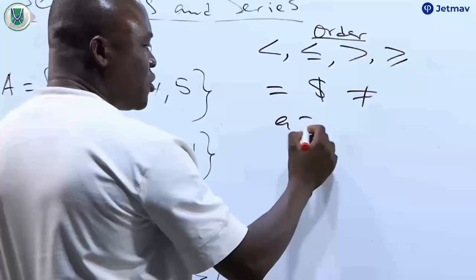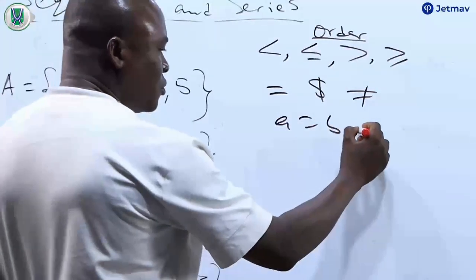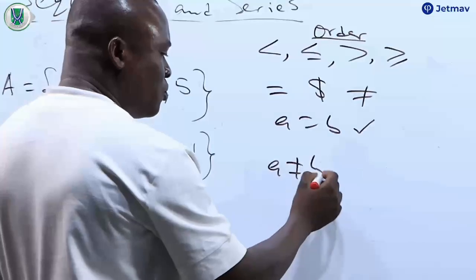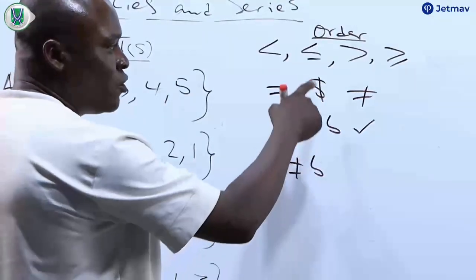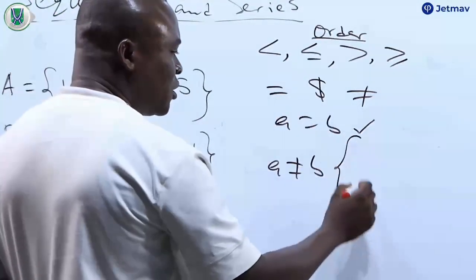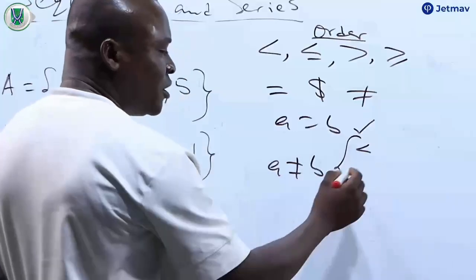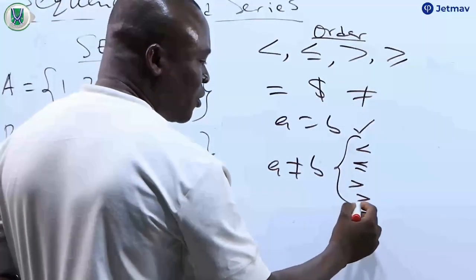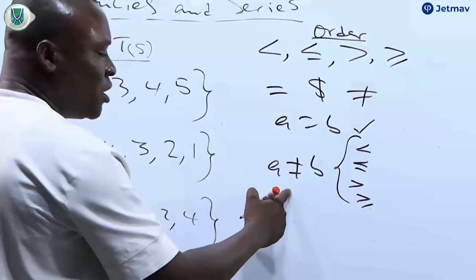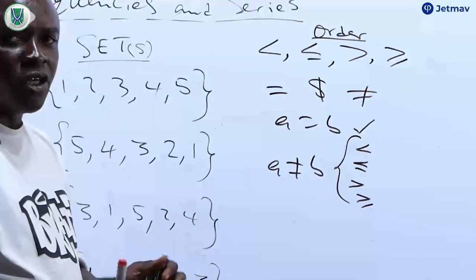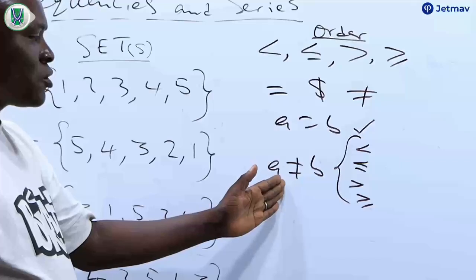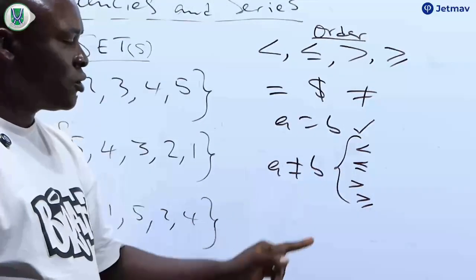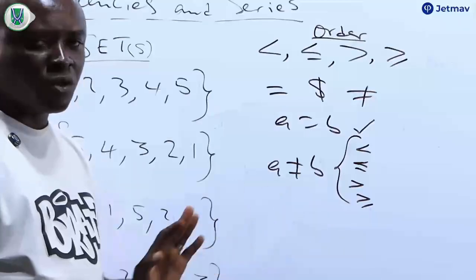When A is equal to B, good. But when A is not equal to B, you have to answer the following questions. Is it less than? Is it less than or equal to? Is it greater than? Is it greater than or equal to? This is when there is inequality. The inequality poses the following questions to you: less than or equal to, greater than or equal to.